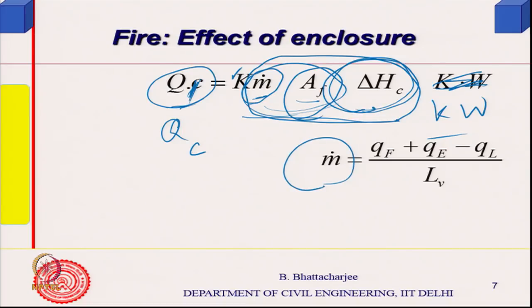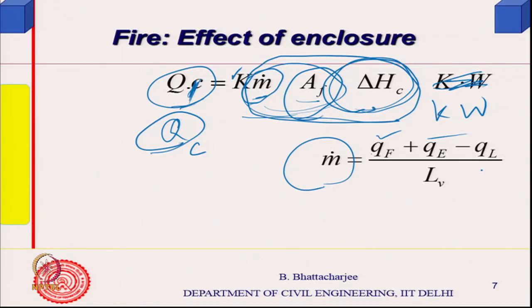So m dot is given by QF, the amount of heat generated per unit area. When we denote capital Q, it is a total quantity, where area is not involved, and small q is what you normally use for per unit area, the heat flux. So QF is the heat generated by the fuel per unit area, which will come from here if I divide by AF.